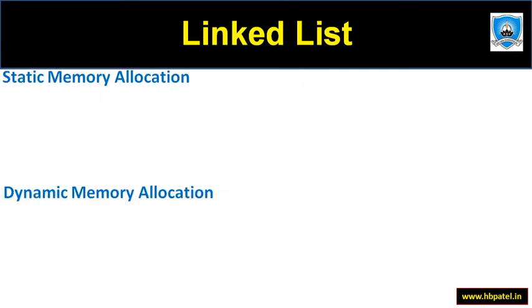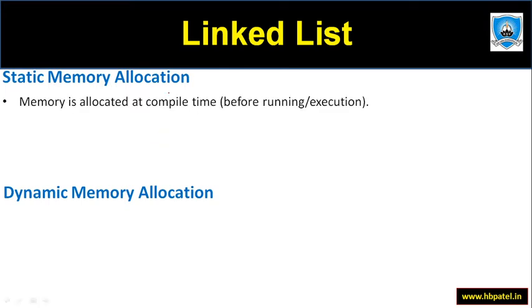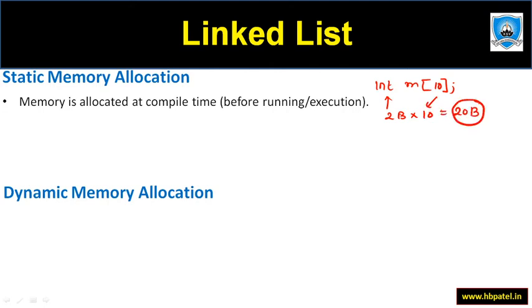Now let's move further. Formally, let us see the difference between dynamic and static memory allocation. In static memory allocation, we allocate the memory at compile time, meaning before running. So if you write integer marks, let's say 10, and every integer requires 2 bytes, then 2 bytes multiplied by these 10 elements means a total of 20 bytes will be reserved in advance before running the program. Whether you use all 20 bytes or not, these 20 bytes are given to you, that's it.